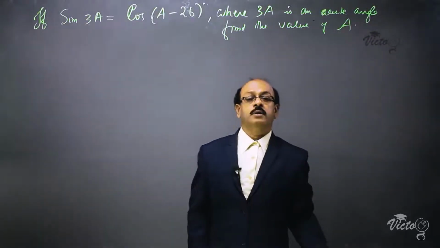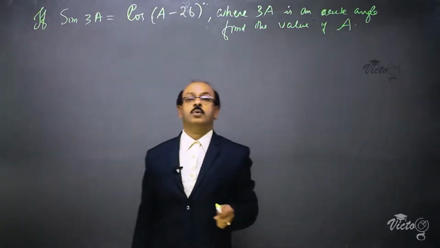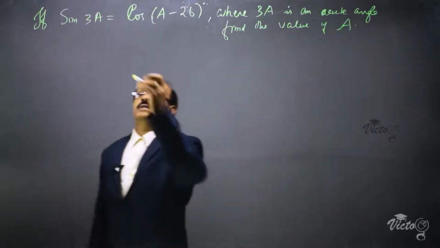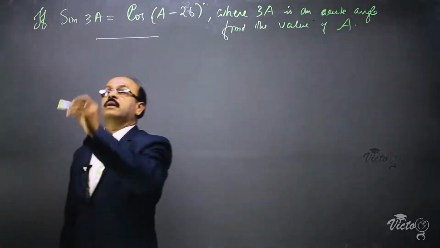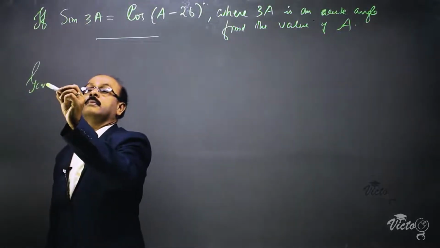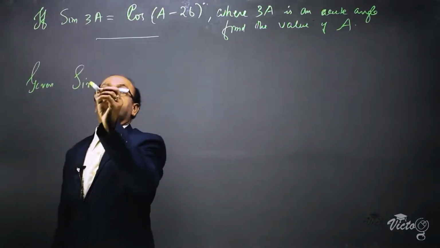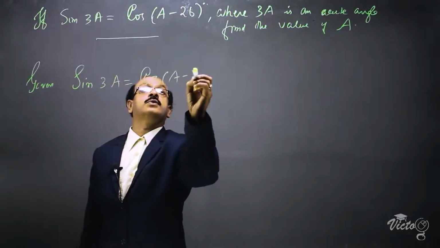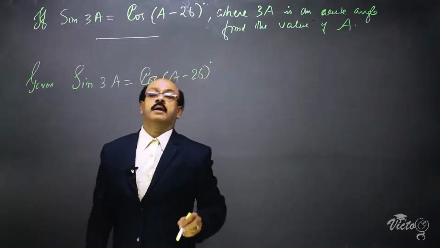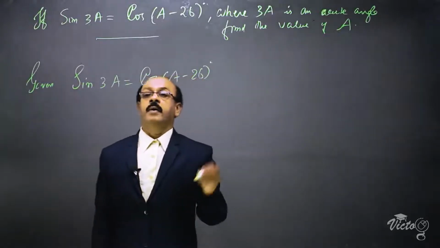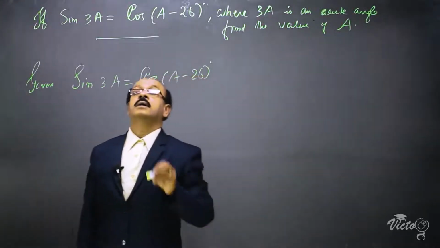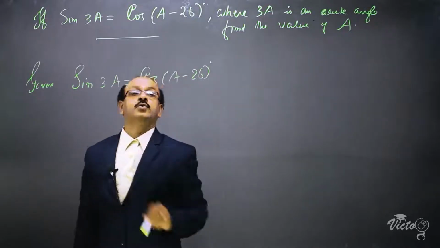Here also we are using the complementary relations or complementary formulas or complementary identities. We are starting with the given condition. It is given that sin 3A is equal to cos A minus 26 degree. Then remember the relation sin theta is equal to cos 90 minus theta. We are just assuming this 3A to be theta.